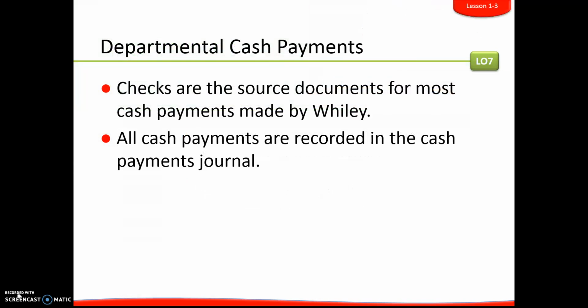So remember that checks are going to be the source document for most of our cash payments that are made by Wiley. If for some reason it's not an actual check, then typically it's going to be some form of a memorandum. And all cash payments get recorded in our cash payments journal, which we should know at this point pretty well.